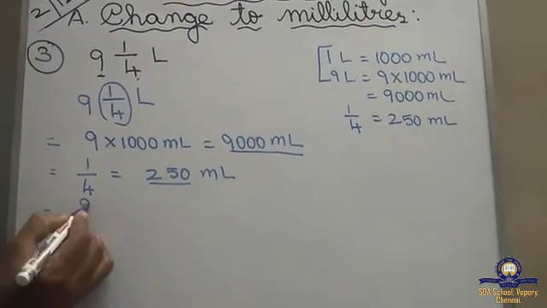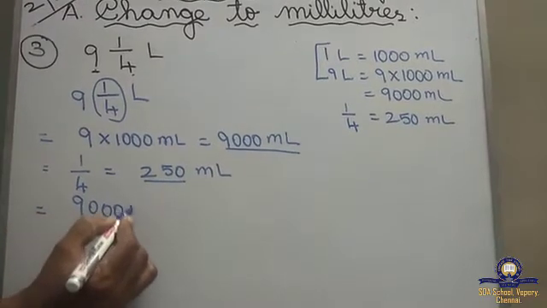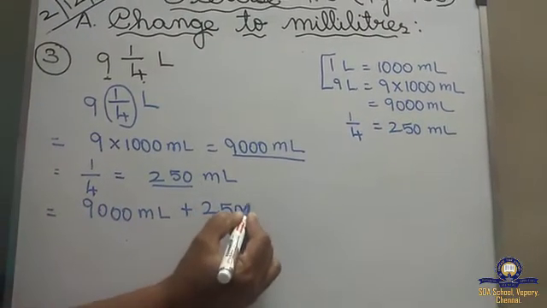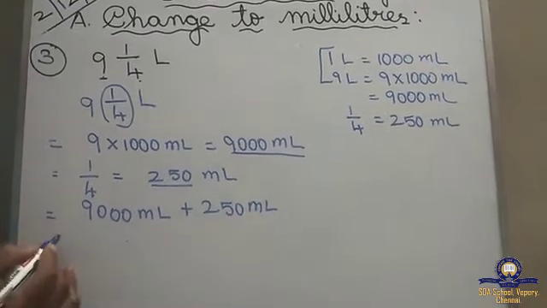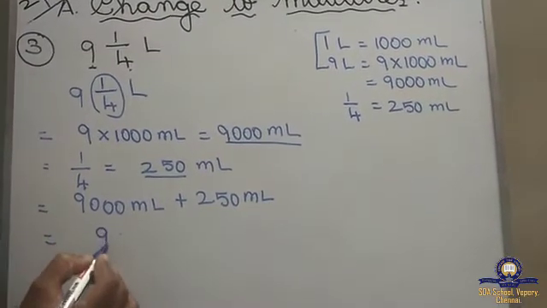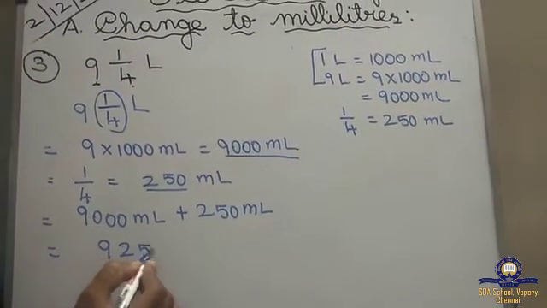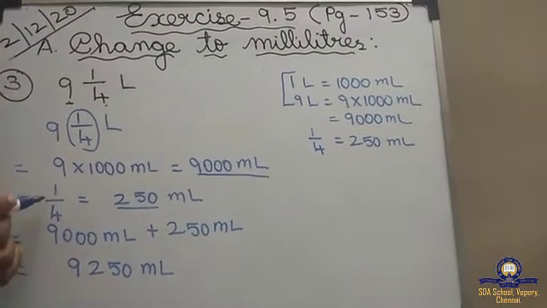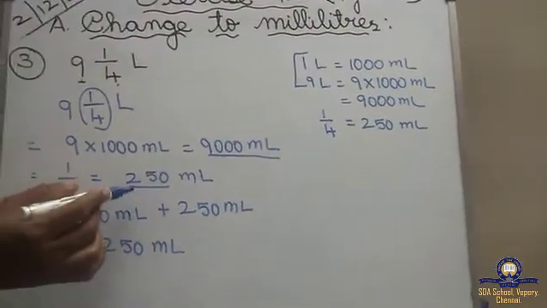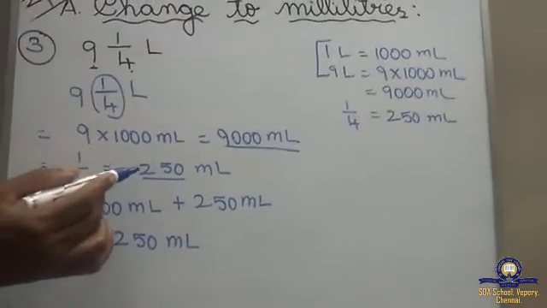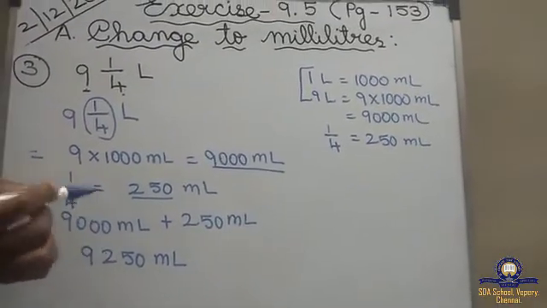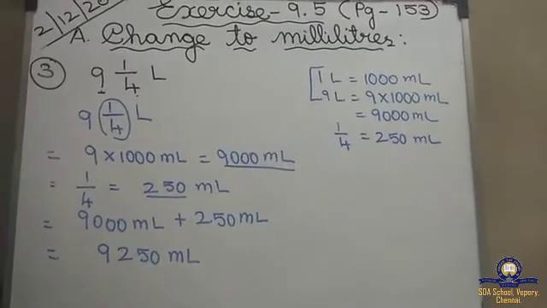So 9000 ml plus 250 ml. If you add both, what answer will come children? 9250 ml. Are you thorough, children? See, 1 by 4 means 250. No one should forget. Okay, children? Understood, children? If you have any doubt, you can ask me. Okay, children? Shall we see the fourth sum?